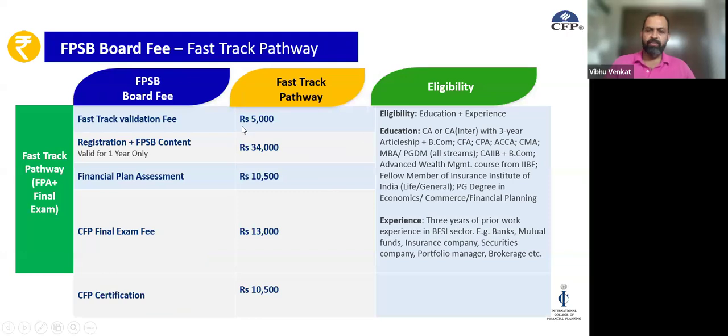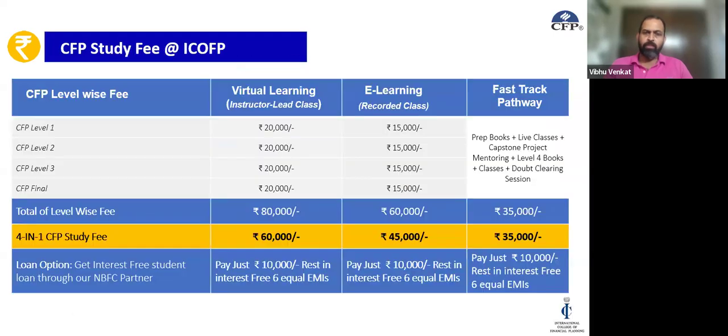So for the fast track, the validation fee, where you send them the certificates and get them validated, is 5,000, and registration plus 1 year content of the FPSB is 34,000. The financial plan assessment, where you submit the project, is 10,500. The final exam fee is 13K, and the certification fee, when you clear the exam and get certified, is 10,500, right? So this is the institute fee which we have as an education provider.